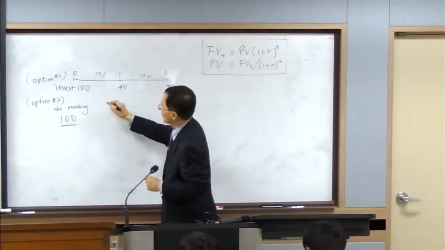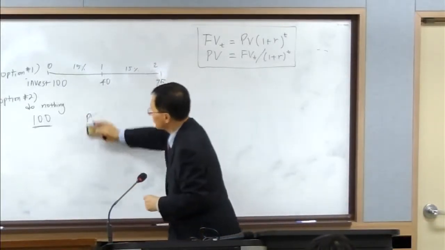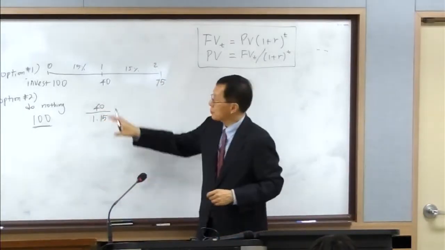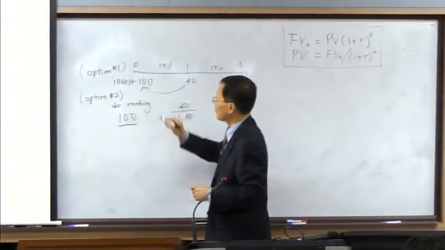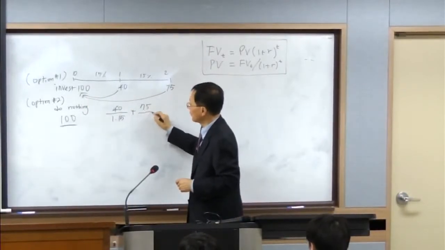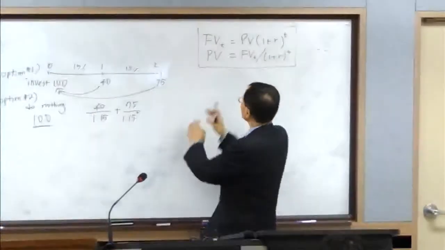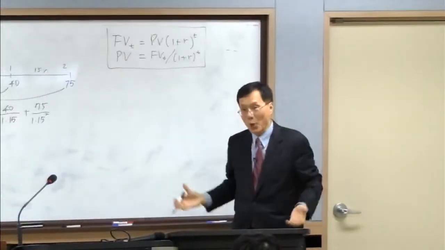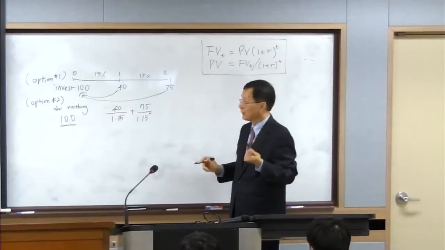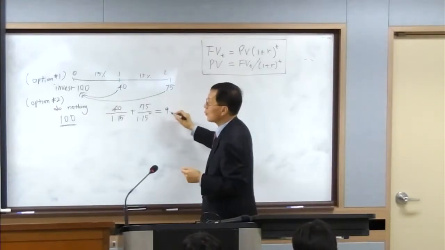So let's find present value of 40. Let's do this. 40 divided by 1.15. That's present value of this cash flow, discounted once. And this one, 75, divided by 1.15 squared. Right? That's using this formula. You already know it. The present value of 40 plus present value of 75. And that's equal to 91.49.